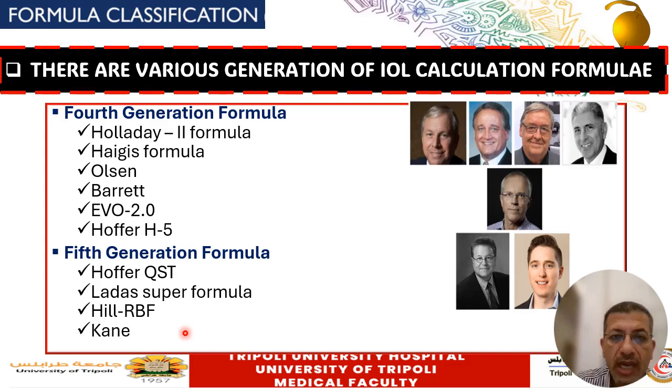What I want to remind you is that all these formulas are for standard spherical lenses. Now, the subject of toric IOLs and the IOL formulas for predicting the toric IOL power is another subject. I will speak about it later or separately, but these are the generations of IOL formulas for spherical types of lenses.